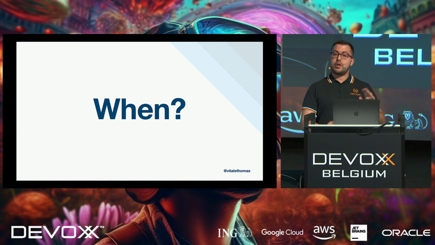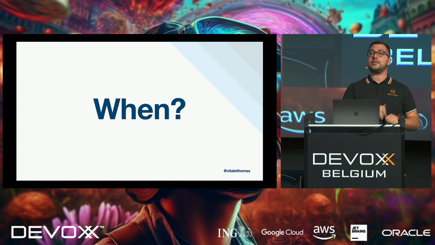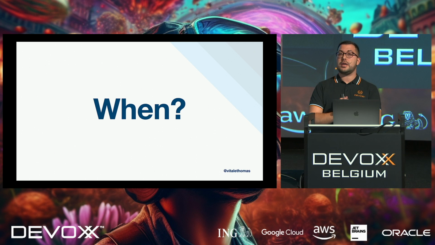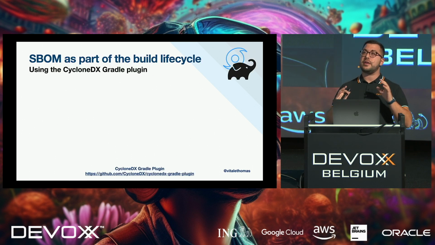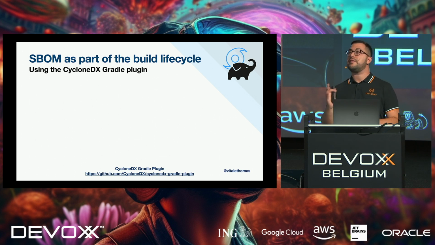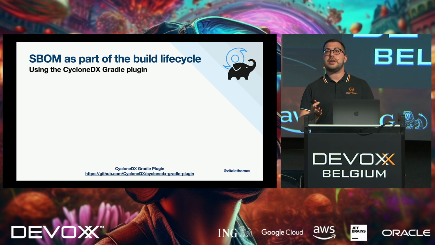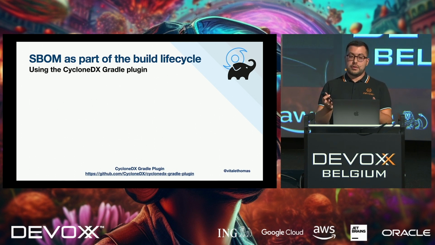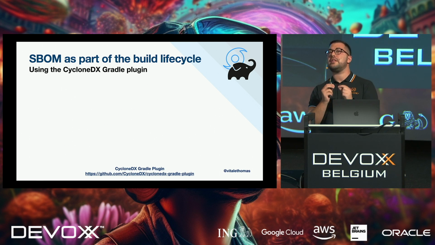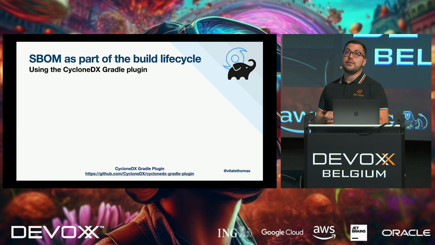So maybe we're talking about two different bills of materials, one that is for all the sources and one that we associate to the final artifact. Now, the approach that I prefer is actually making the SBOM generation part of the build lifecycle. And the reason why is that the build lifecycle, if we take Gradle or Maven, they know what dependencies they are putting inside the final artifact. So why not take advantage of that, so that we get the most accurate bill of materials we could get?